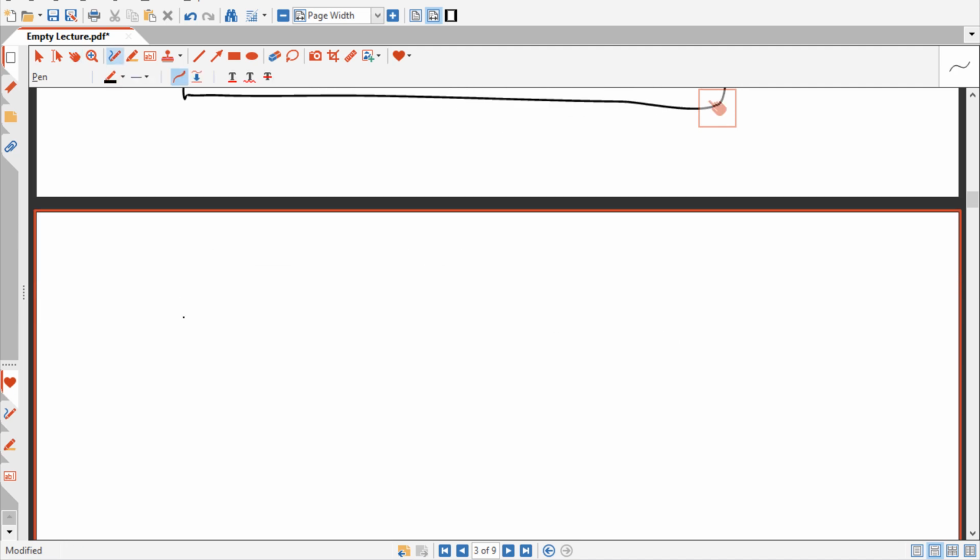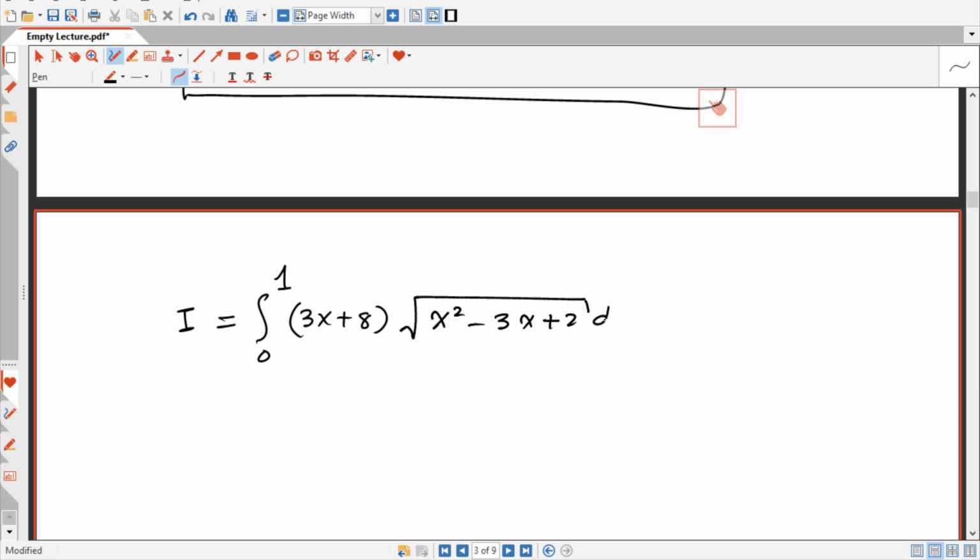Okay, so I is equal to the definite integral from 0 to 1, (3x + 8) times the square root of x squared minus 3x plus 2 dx. To evaluate this integral, we can express 3x plus 8 as a function of the derivative. We can use the chain rule, with the derivative of the quadratic term here. The derivative is 2x minus 3, so we will try to express 3x plus 8 as a function of that.